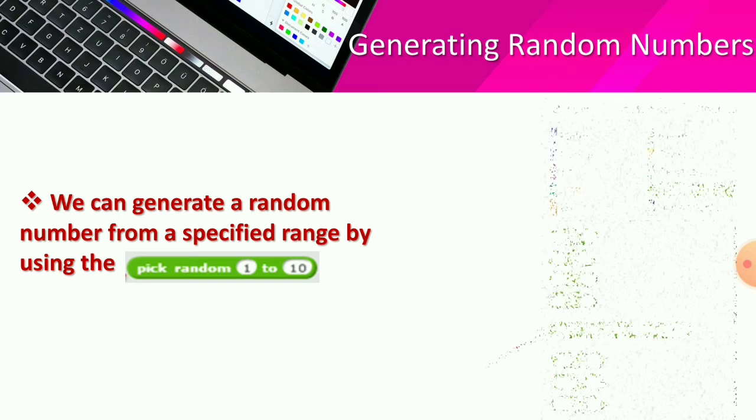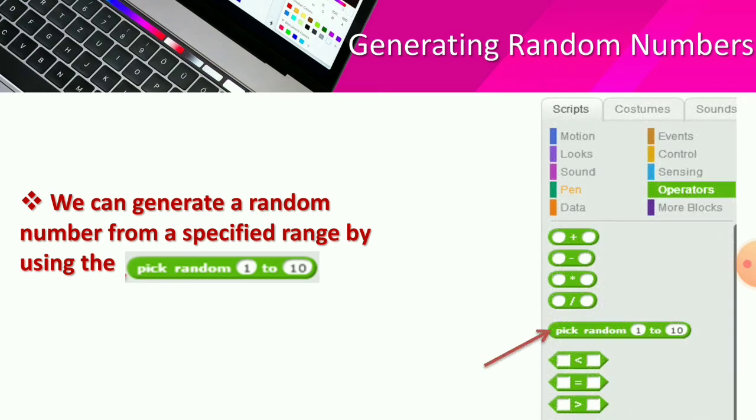This block is available in the operators block category. Here you can see it is pointed with red arrow, pick random number. So using this block we can pick any random number from the range that we will give. Now let's see practically how we can use this block in Scratch programming. We are going to make 3 projects today. So let's start.